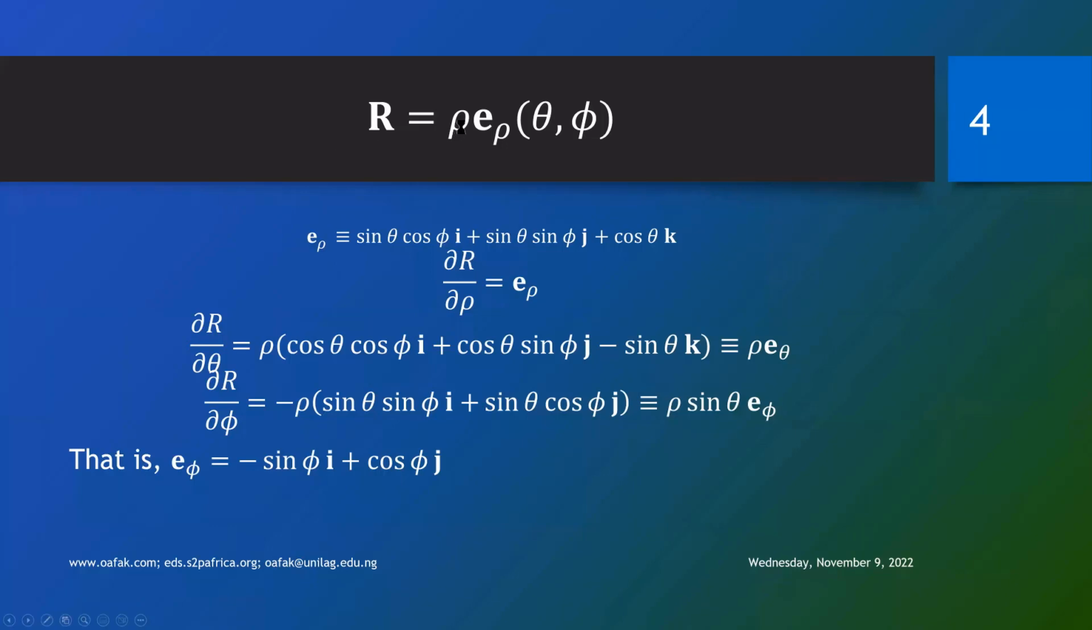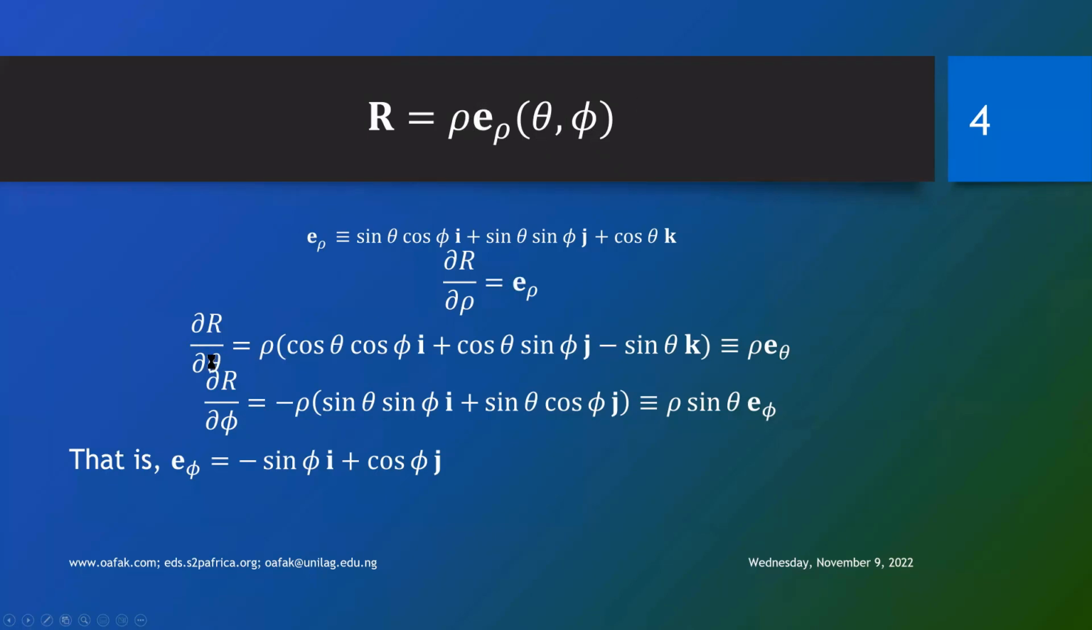R is equal to rho E rho, which is a function of theta and phi, because E rho is sine theta cos phi i plus sine theta sine phi j plus cos theta k. That is why we say it is a function of theta and phi. This is the full expression, a vector in i, j, k. So if you differentiate this with respect to rho, because it's a linear function in rho, all you get is E rho.